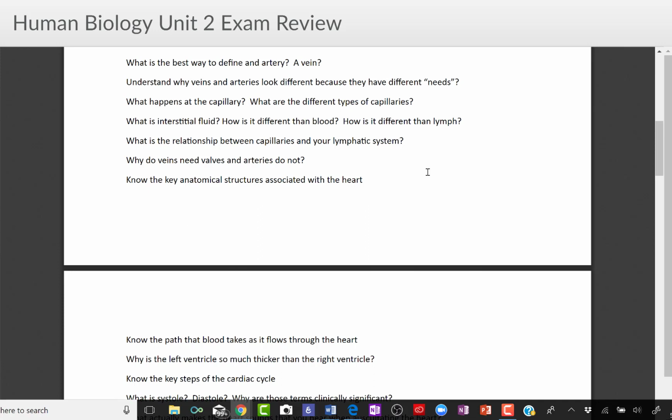And how is it different than lymph? Lymph or lymphatic fluid is actually interstitial fluid, but its name changes once it's in the lymphatic system. So they're actually identical, just named based on where they are. Which goes to the next one.